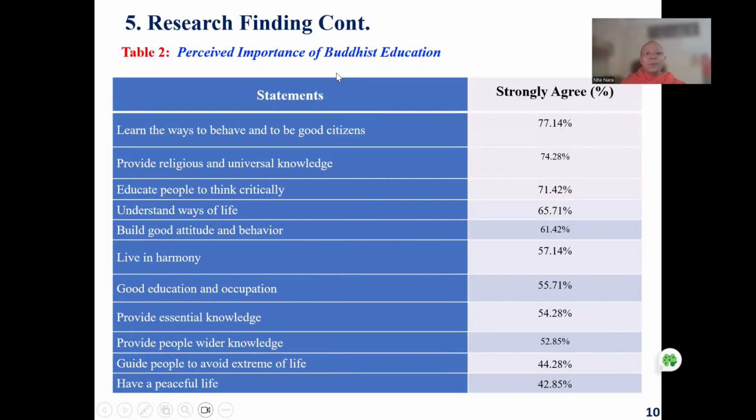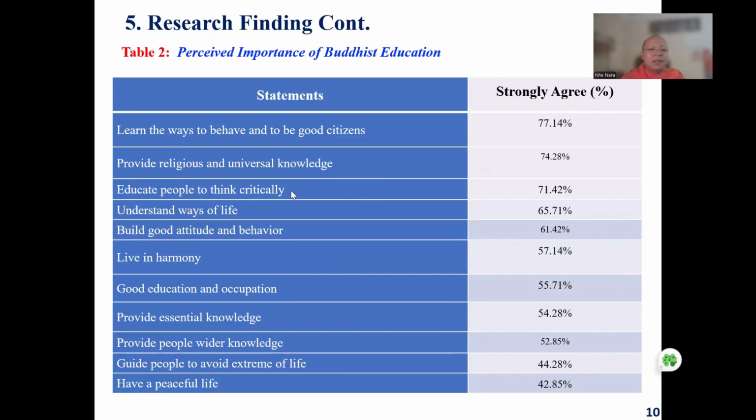All right, let's move to table number 2, perceived importance of this education. The statistical analysis shows that 77.14% of the respondents learn the ways to behave and to be good citizens because of the Buddhist teaching combined with the lessons from the government or the Ministry of Education. So together, the Buddhist students learn the way to behave and to be good citizens. Following that, 74.28% of the respondents strongly agree that Buddhist education really provides religious and universal knowledge, and 71.42% also strongly agree that Buddhist education educates people to think critically.